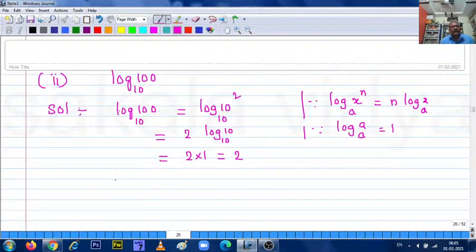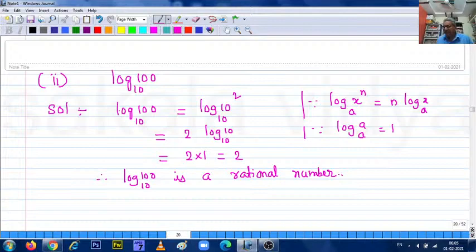2 is what kind of number? Therefore, log 100 to the base 10 is a rational number. It's a rational number. It's very simple. This is very simple.